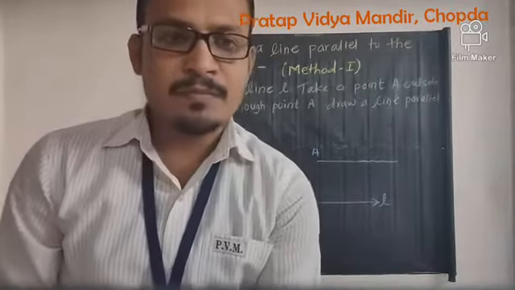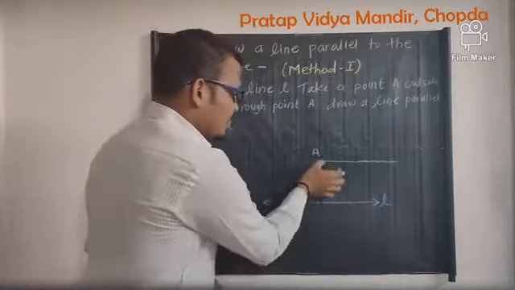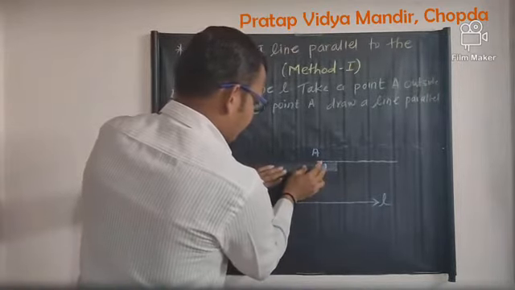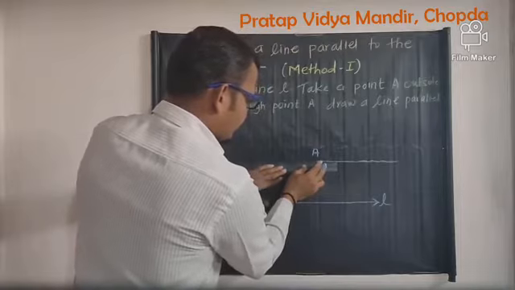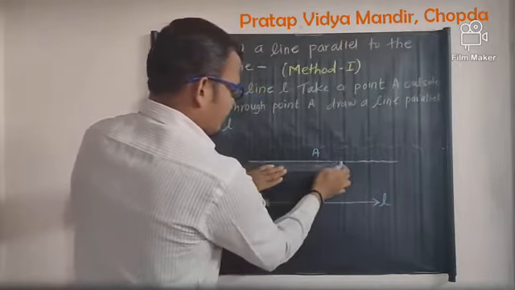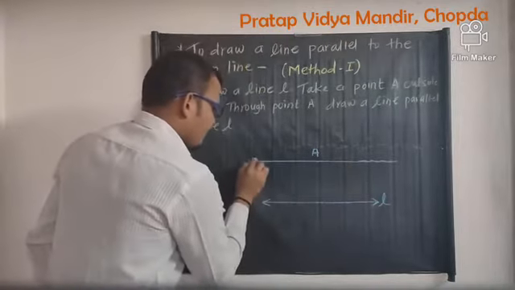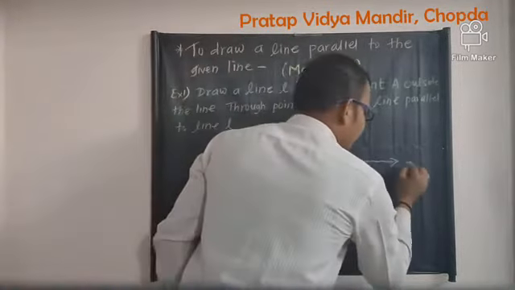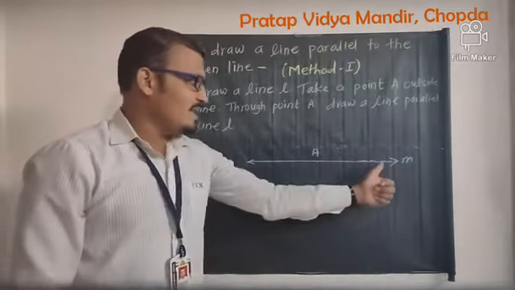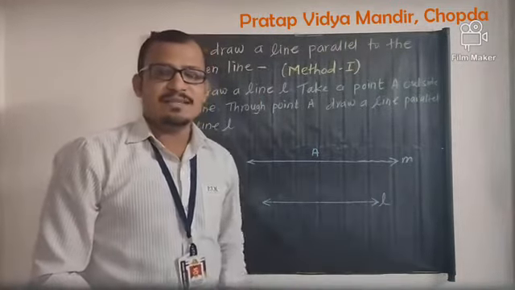Now extend this line to this side and let that line be M, and obviously the line M is parallel to line L.